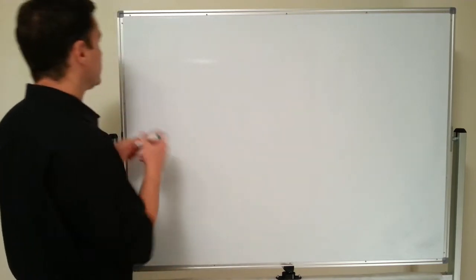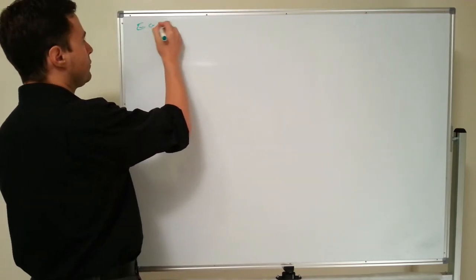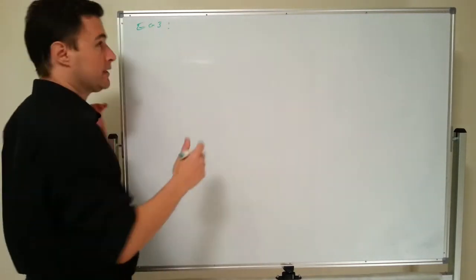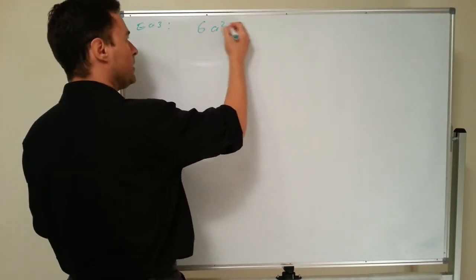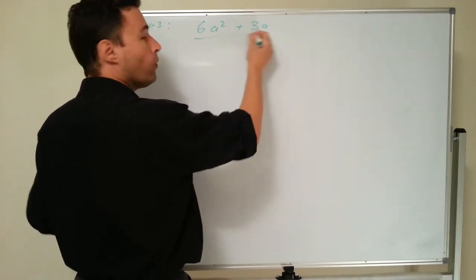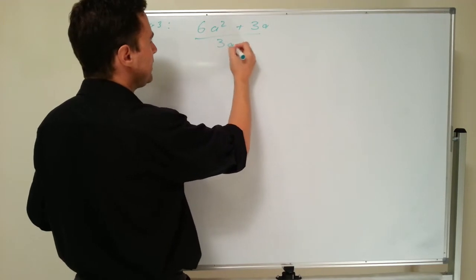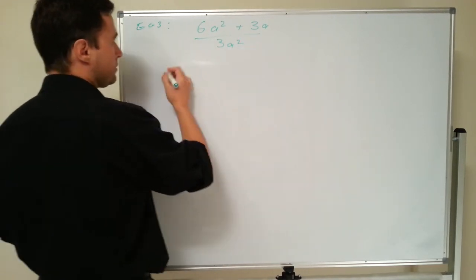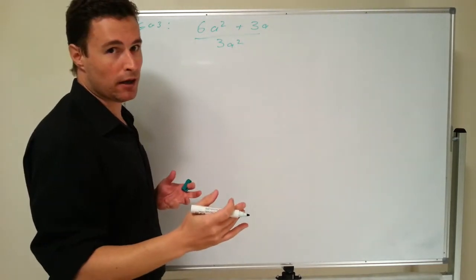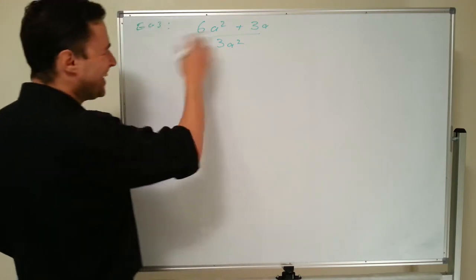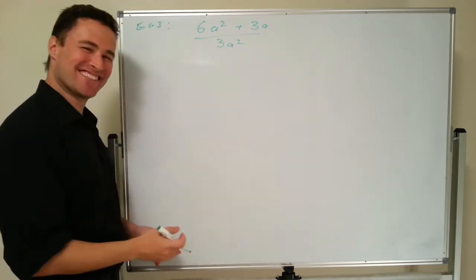So let's look at example 3: 6x squared plus 3a squared plus 3a, all divided by 3a squared. Give this a shot. Pause me. No, I'm only joking, I've paused. Pause me and then go and try this out again.